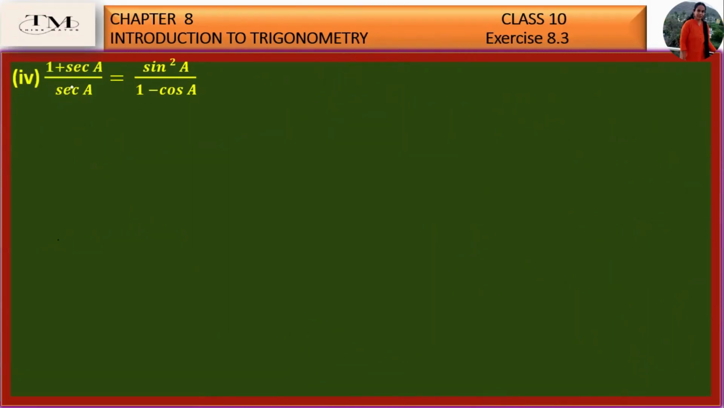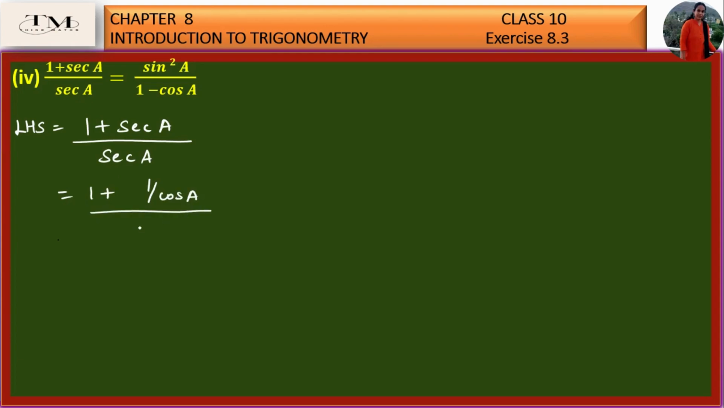So what is part 4? In part 4 we have 1 plus secant A divided by secant A equal to sine square A by 1 minus cos A. So in RHS we have sine and cos. So let us change this to sine and cos terms. Okay. First let us take LHS. So what is LHS? 1 plus secant A divided by secant A. Secant A is nothing but 1 by cos A. So 1 plus 1 by cos A divided by 1 by cos A.